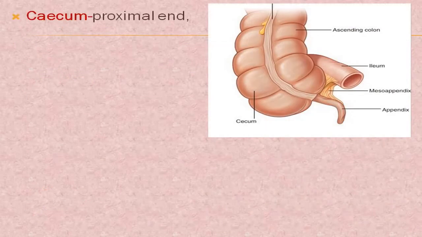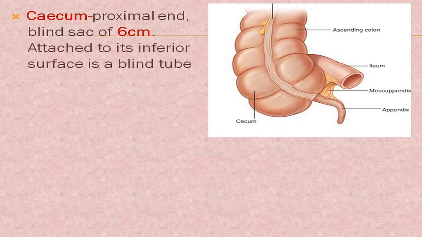Now the caecum. Caecum is the proximal part of the large intestine, and it is a blind sac of 6 centimeter. As you can see in this figure, caecum is a blind sac which is the first part of the large intestine, and this is the part where the ileum opens into it by the ileocecal valve, which is also surrounded by a sphincter, that is the ileocecal sphincter, that regulates the movement of food from the ileum into the caecum.